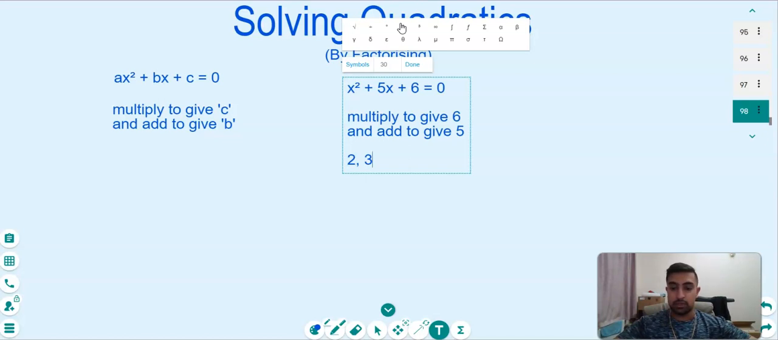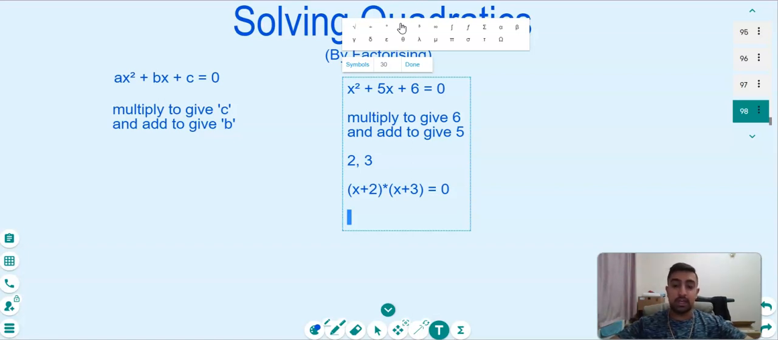Now from here, what we do is in brackets, we would say x plus 2 multiplied by x plus 3 equals 0. And if you were just asked to factorize this quadratic, that would be your answer. However, because we're solving, we need to do a little bit more. So from here, all we need to do is think about, if x plus 2 multiplied by x plus 3 equals 0, what could the values of x be?